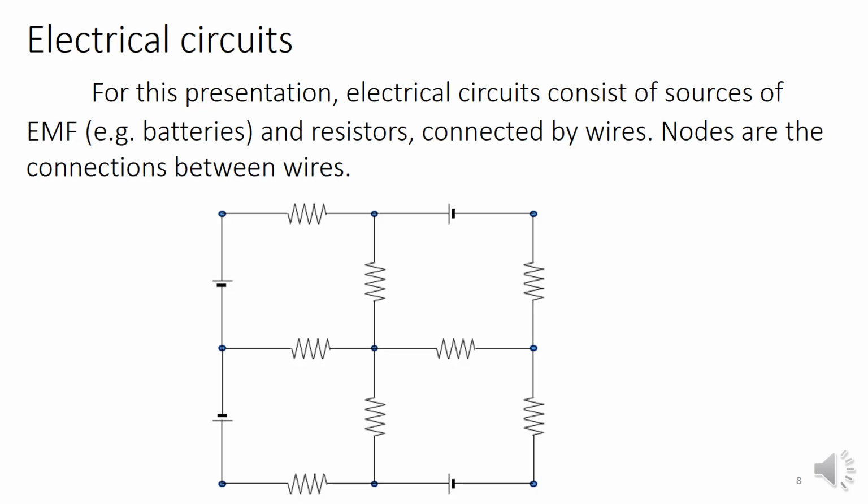Now let's go to electrical circuits. For this presentation, electrical circuits consist of sources of EMF, that's electromotive force, for example, batteries, and also resistors connected by wires. The nodes are the connection between the wires. In our diagram here, these small circles are the nodes where wires are joined.